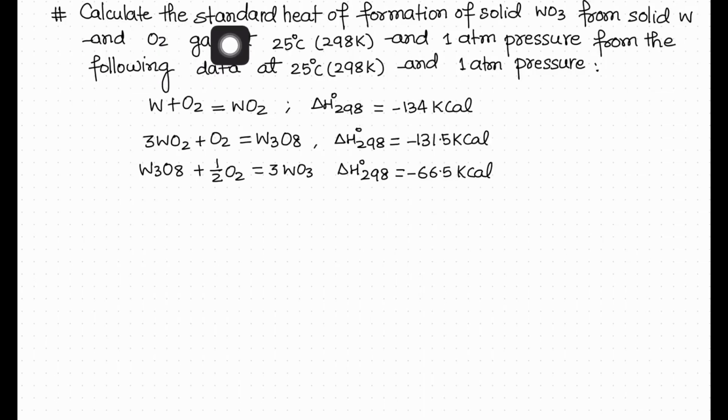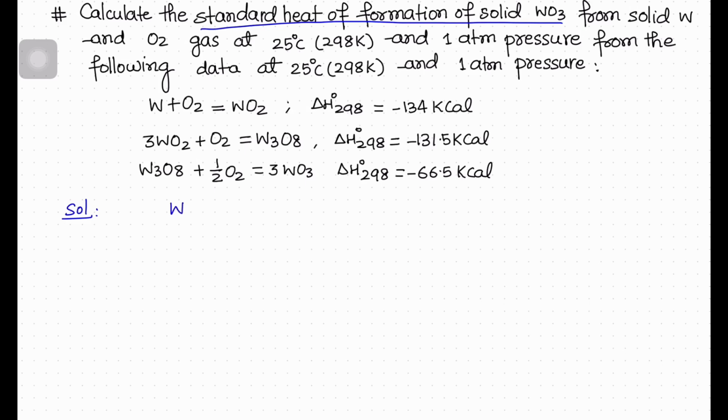Calculate the standard heat of formation of solid tungsten trioxide from solid tungsten and oxygen gas at 25 degrees centigrade, that is 298 Kelvin, and 1 atm pressure from the following data. This following data is given at 1 atm pressure and 25 degrees centigrade, and we have to calculate the standard heat of formation of solid tungsten trioxide. So we can just write the equation for that.